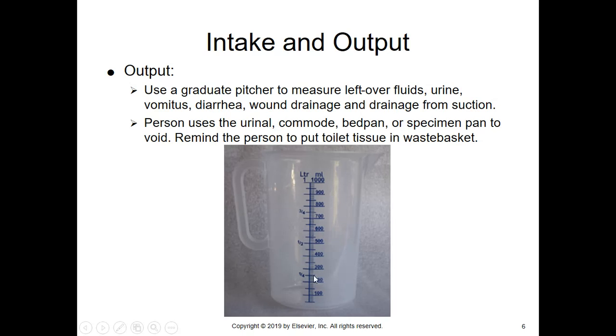And we measure intake and output. Output can be, as you see up here, urine, vomit, diarrhea, wound drainage, or drainage from suction. People use urinals, a commode, or a bedpan to void in. Remind the person not to put the toilet paper into whatever they're voiding in. So if they're using a urinal, tell them not to put toilet paper in the urinal. If they're using a specimen pan, like a woman urinating into the toilet with the pan catching it, tell them to not drop the tissue into the toilet, because you don't want the toilet paper mixed with your urine output.